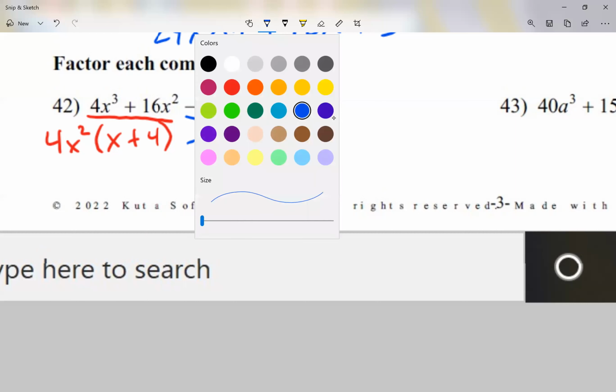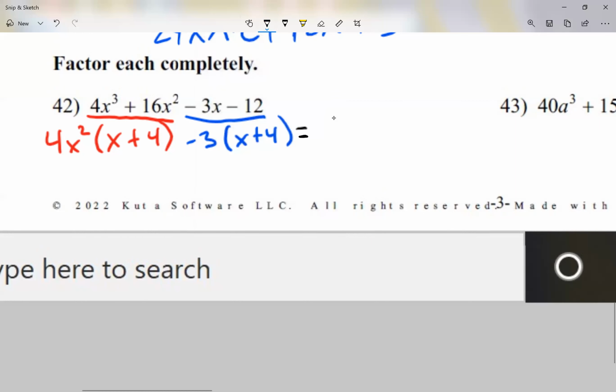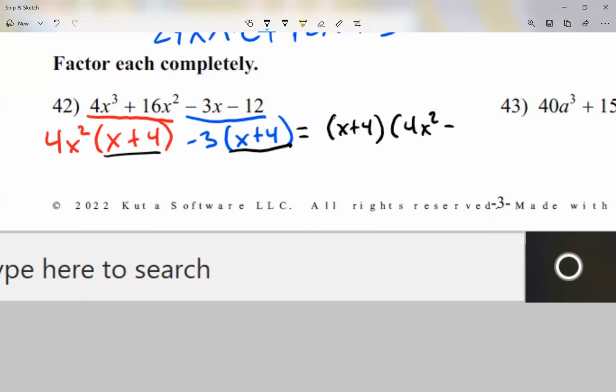All right, so how am I going to write this? Now, I'm going to have 2 parentheses in my answer. One of my parentheses will be x plus 4, and the reason why is because that's the parentheses that matches. I want them to match. So one of my factors is going to be x plus 4. The other parentheses, I'm going to write 4x squared minus 3.